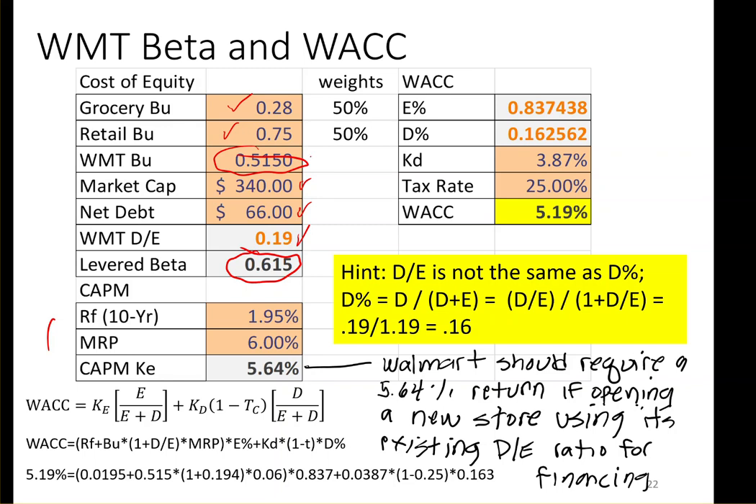And that is their unlevered beta times 1 plus their D/E ratio. So 0.515 times 1 plus that 0.19. We then can plug that levered beta into the CAPM formula, risk-free rate plus their beta times market risk premium, and get a Walmart CAPM K_E. So let's go ahead and do that in the spreadsheet.